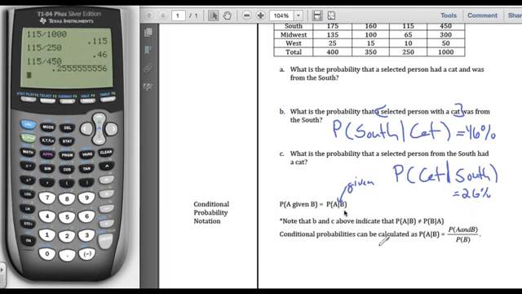Conditional probabilities can also be calculated as the probability of A and B over the probability of B. However, we'll primarily use two-way tables for these probabilities, and you can calculate them exactly how we just did in this example.